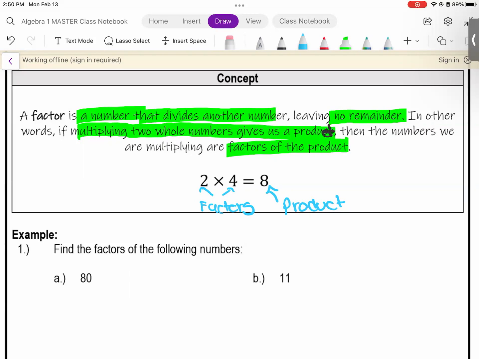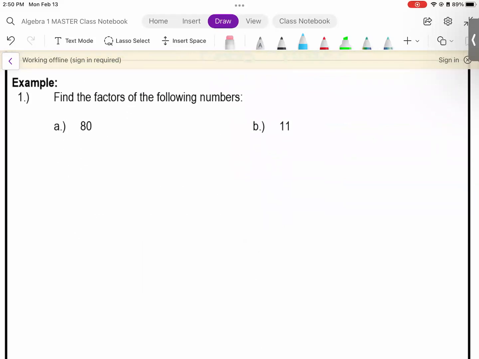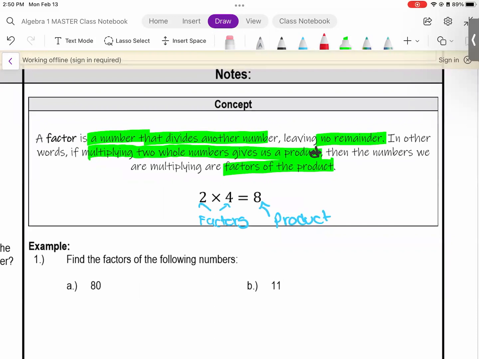So now, how do we find the factors of a number? Let's go ahead and go over this example. We got two examples here. We got 80 and we got 11. We got to find the factors of 80 and we got to find the factors of 11. So here's what we're going to do. Remember, based on the definition, a factor is a number that divides another number, leaving no remainder. So we're going to be using division.